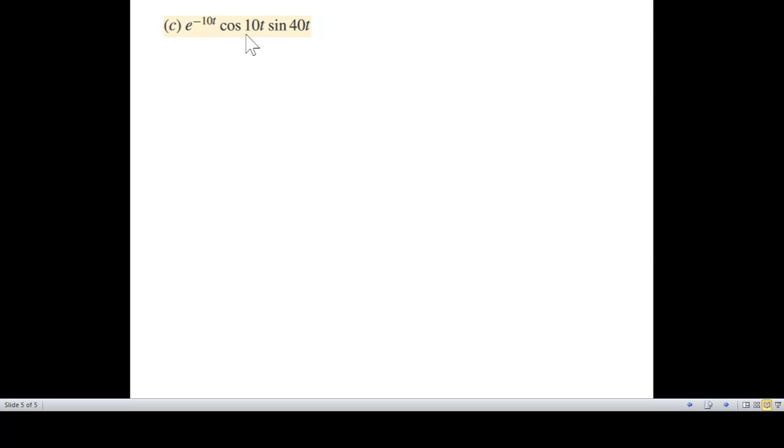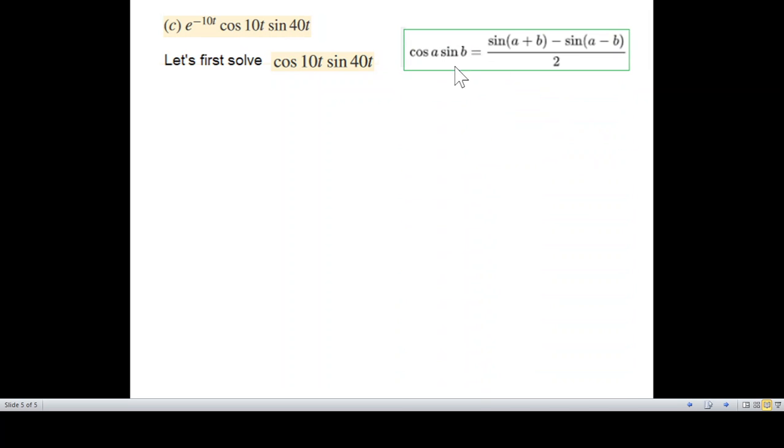Third part is the multiplication of cosine and sine. Here also we have to use the trigonometric formula. We'll first solve this part. And we know the formula for cos A sin B. So this is the formula, and we'll use it. So 10t and 40t: 10t plus 40t and 10t minus 40t. Simplifying, it will be sine 50t and this one will be minus sine 30t.